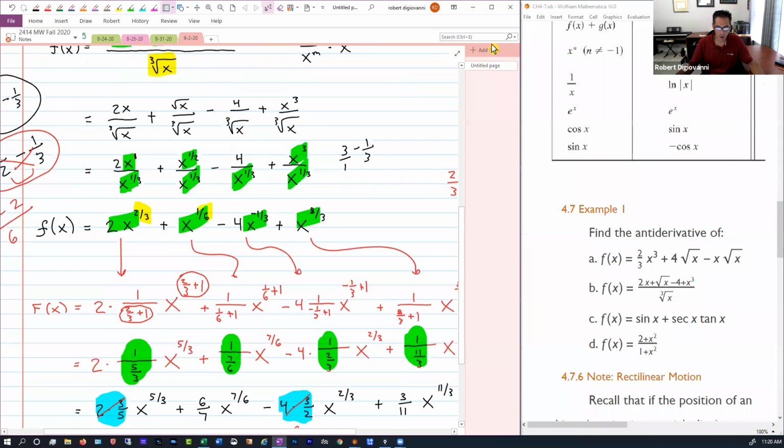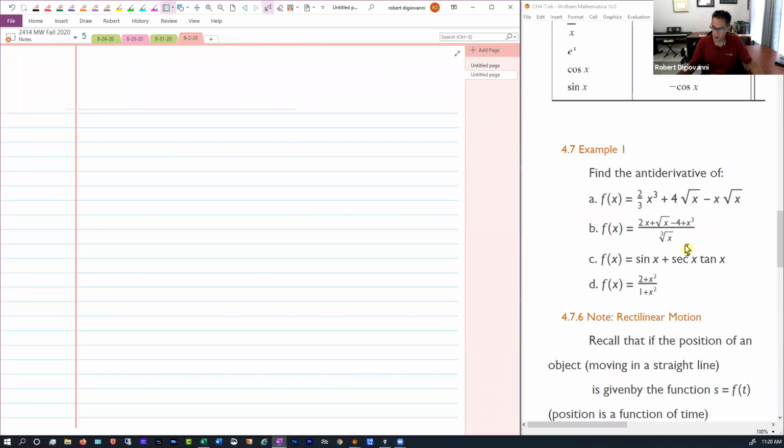So now let's move on. Another example. Let's say f of x is equal to sine x plus secant x tangent x. So this one, let's see, let me ask.